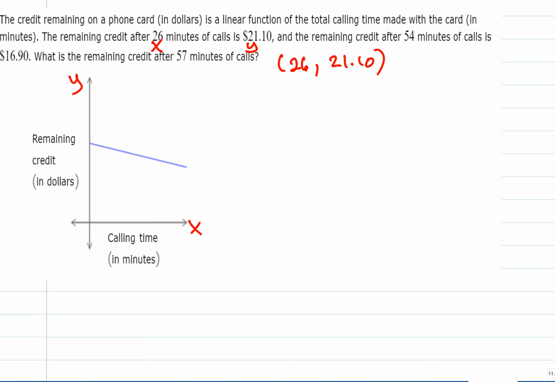You see how that worked? Right after that it says, after 54 minutes, what's 54 minutes? In fact, we could call that one x2 if you wanted to. Now we have 2 points, right? x2 is going to be 54, and what's the remaining balance? That would be our y2.